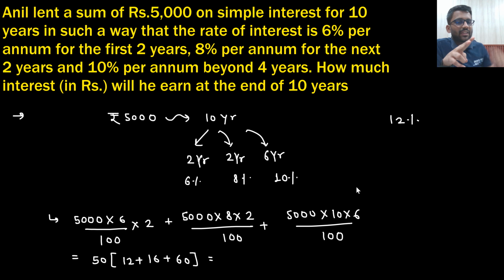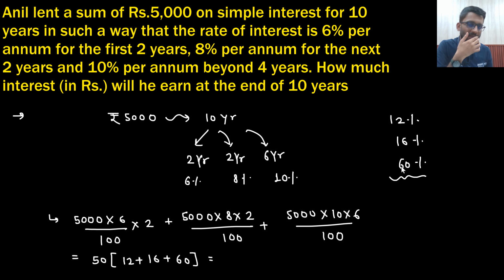Then 8% for 2 more years, that means he is getting 16% more. For 2 years he is getting 12%, for next 2 more years he is getting 16% more, and for next 6 years he is getting 60% more. So basically how much he is getting? 60 plus 16 plus 12, so that would be 88%.